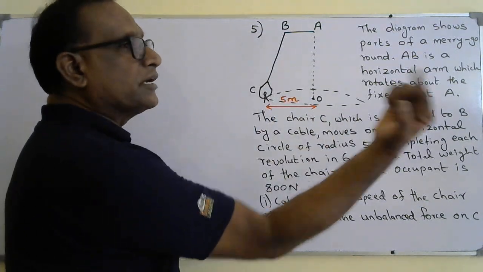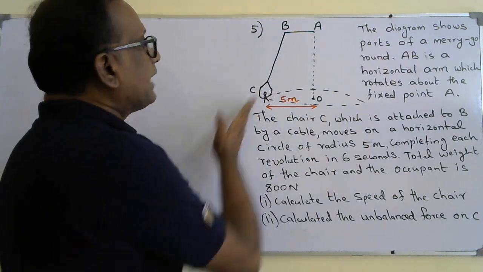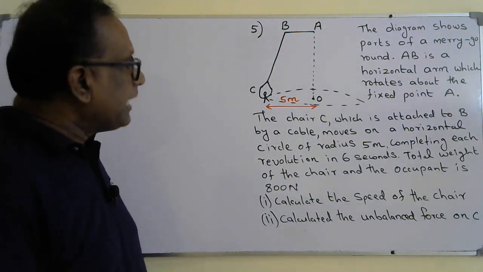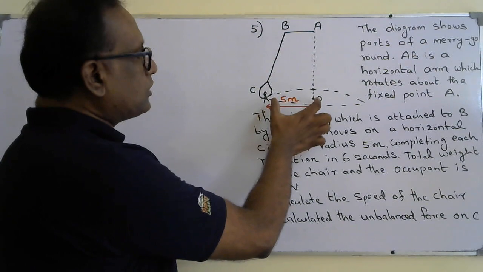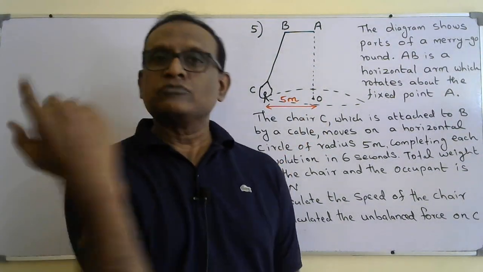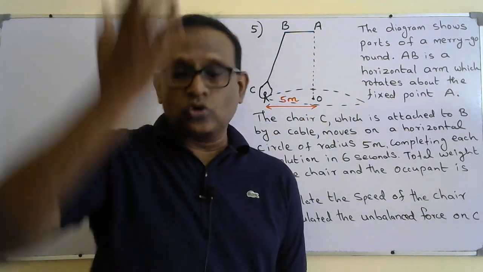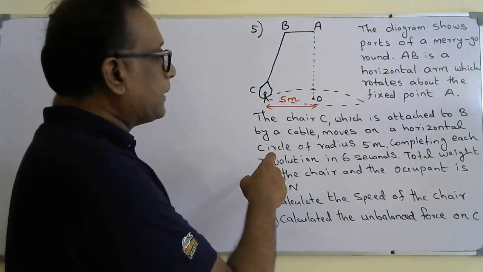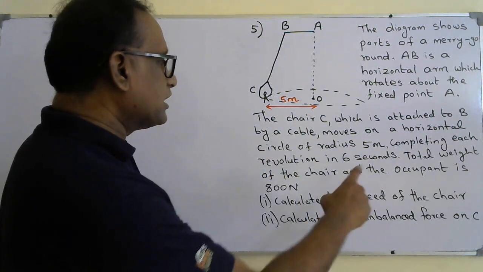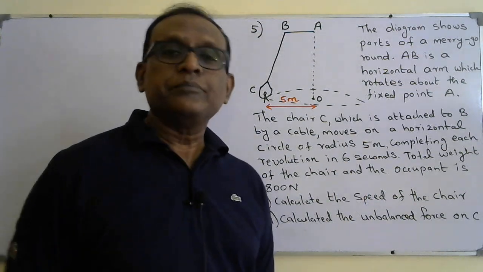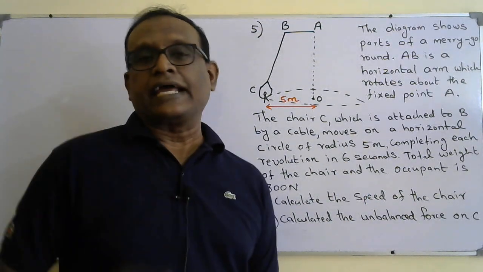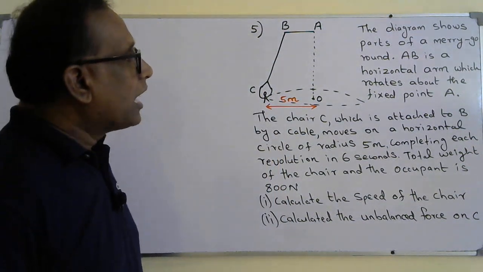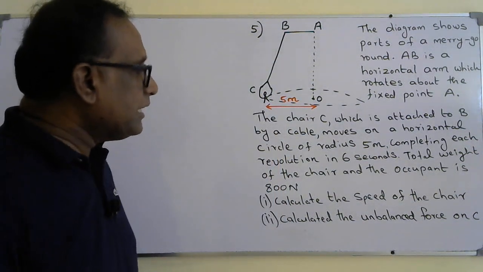It's moving on a horizontal circle, but there is tension in this direction. They are saying the radius of the circular path is this one, and O is the center of the circular path. It's moving on a horizontal circle, so there is no vertical resultant force. It completes each revolution in 6 seconds, so the time period T is 6 seconds, and the radius is 5 meters. The question is to calculate the speed of the chair.